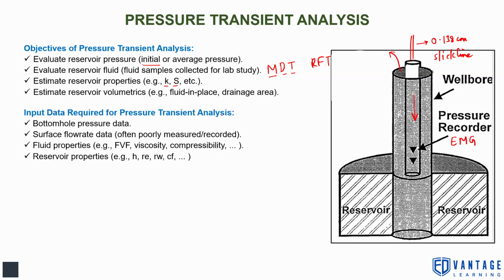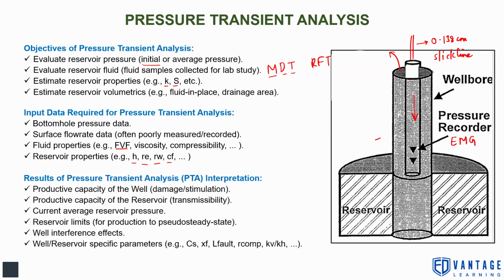Input data required for PTA would be the bottom hole pressure data that this gauge or pressure recorder gets out of the wellbore. And we also need surface flow rate data. We need fluid properties for the hydrocarbon being produced: formation volume factor, viscosity, and compressibility of that hydrocarbon. And also we need reservoir properties like thickness, net pay, radius of the boundary, which is also from PTA, then RW, wellbore radius, and fluid compressibility.